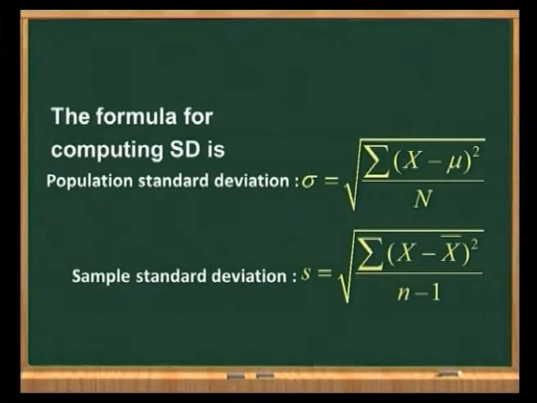The formula for computing standard deviation is, for a population, sigma is equal to the root of sigma (x minus mu) the whole squared, divided by N. Whereas for the sample, the sample standard deviation S is equal to the root of sigma (x minus x bar) the whole squared, divided by n minus 1.